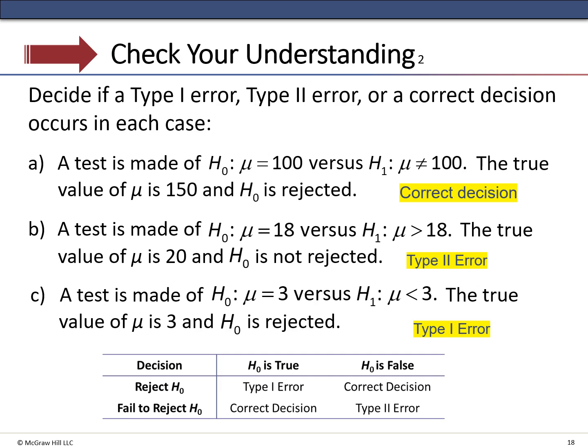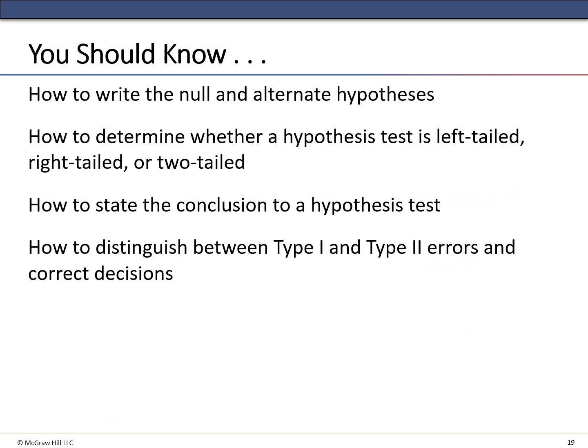Okay, I'm not going to explain these. Again, you can hit pause and think them through. We talked about writing the null and alternative hypotheses, how to determine whether a hypothesis test is left-tailed, right-tailed, or two-tailed, and how to state the conclusion. Remember, we always state it in regards to the alternative hypothesis, and how to distinguish between the type 1 and type 2 errors and correct decisions.